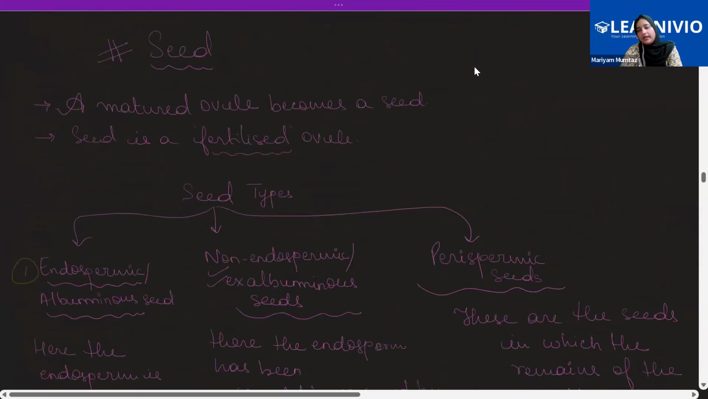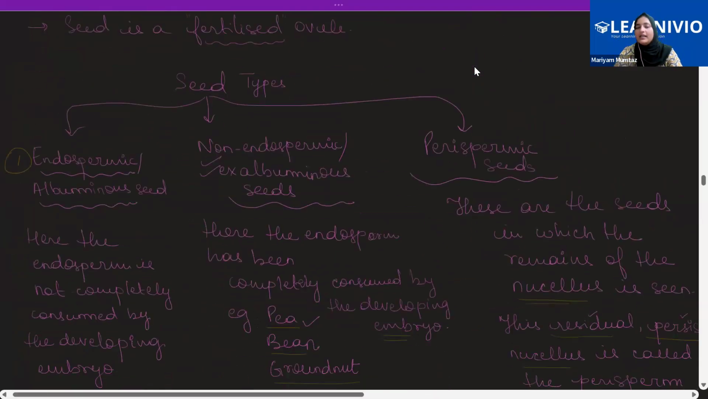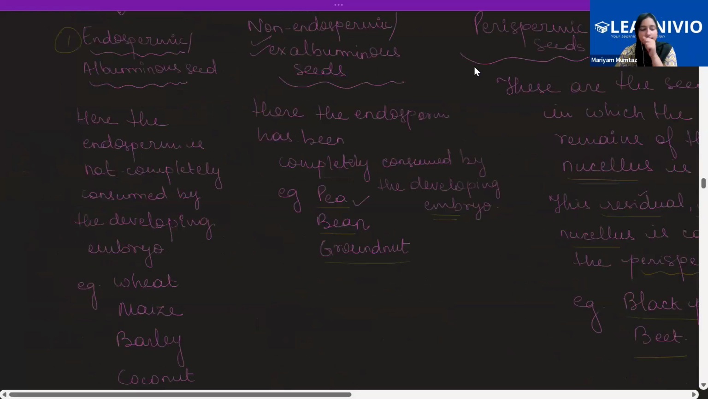Okay, so now talking about the seeds. Just like how the mature ovary becomes the fruit, the ovule becomes a seed. And when we talk about the seed, it is mostly a fertilized ovule. Now, seeds are of three types, depending upon whether or not endosperm is left in them. We see that there is endospermic seed, non-endospermic seed, and perispermic seed.